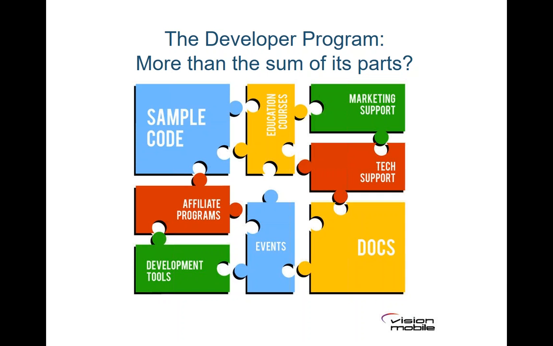So the program has become a broad collection of things, which is unequal. Some companies don't offer some services, some companies offer a lot of different services. So it's a jigsaw puzzle of sample code, courses, marketing, tech support, documents, events, and so forth, all of which comes together to produce a developer support program or a developer program.